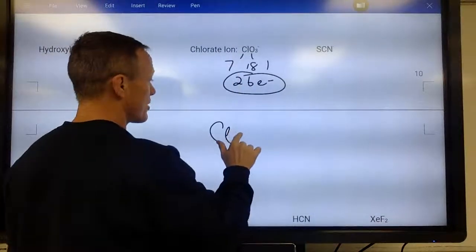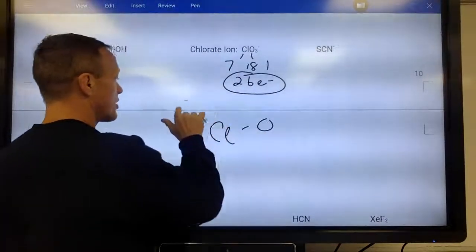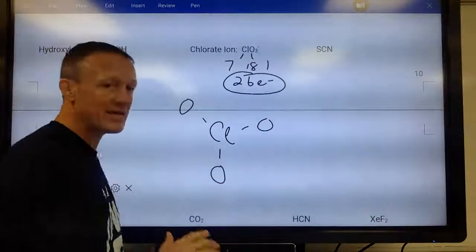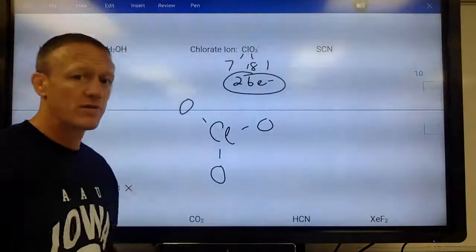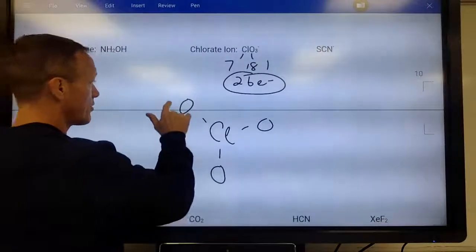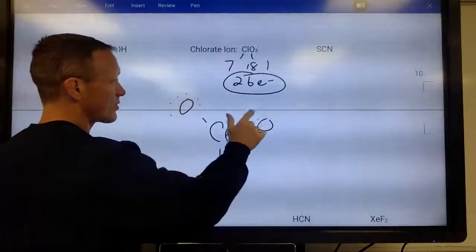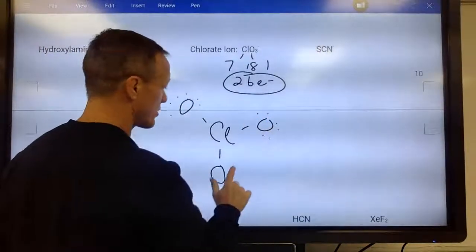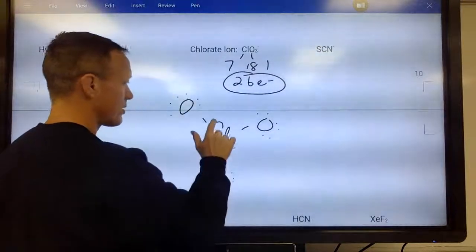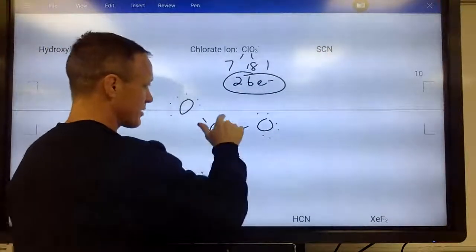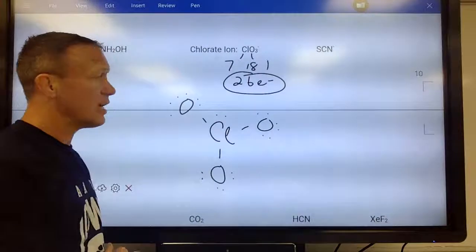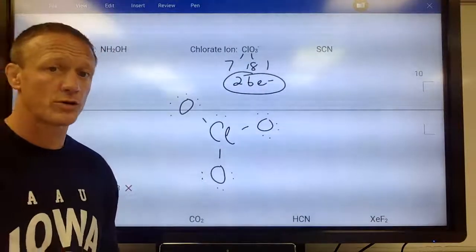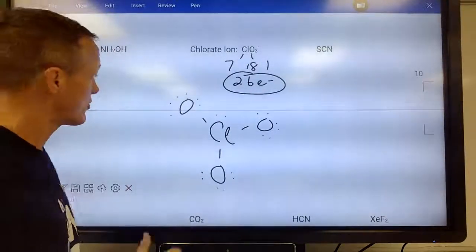So chlorine is central. Let's go oxygen, oxygen, oxygen. Give everything 8 electrons around it. Make sure everything right at the stair step has 8 around it. 1, 2, 3, 4, 5, 6. 1, 2, 3, 4, 5, 6. Chlorine had 6, so I gave it an unshared pair. If that's 26 electrons, we're golden. We're good. If it's not 26, we've got to make some changes.